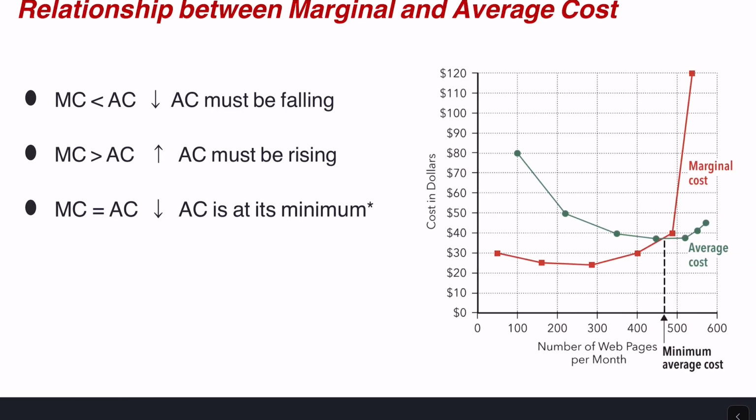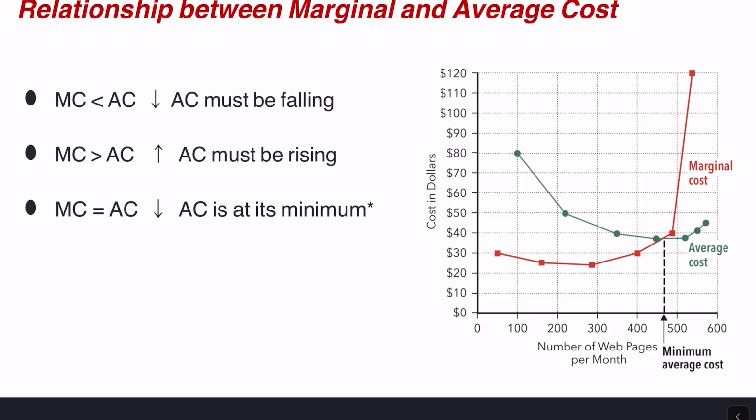Now, the relationship between marginals and averages is going to be very important. So we have some rules here. And so at the beginning, you're just going to have to memorize these rules and come up with some story to help you memorize these. So then it's not so onerous. So what we have here is that anytime marginal cost is less than average cost, average cost must be falling.